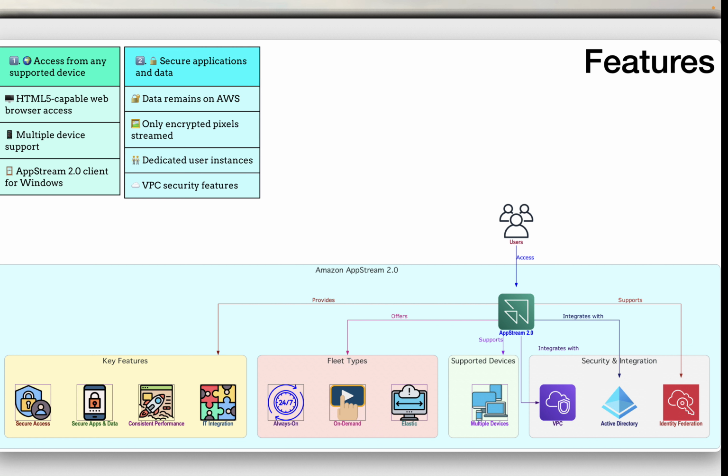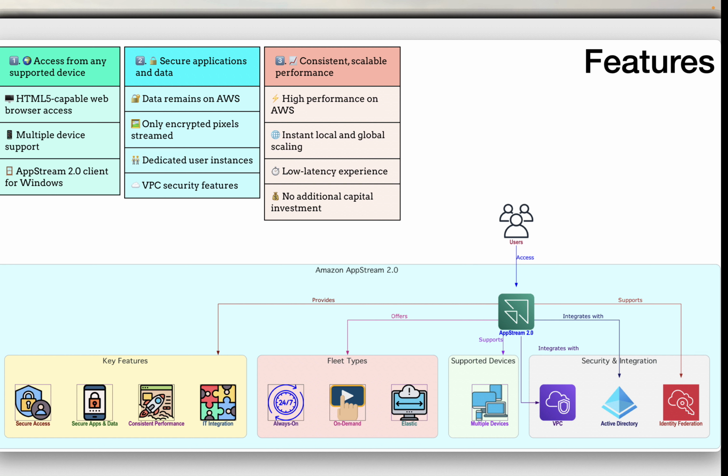Applications and data remain on AWS, with only encrypted pixels streamed to users. Each AppStream 2.0 instance is dedicated to a user, preventing shared compute resources. Applications can run within your own VPC using Amazon VPC security features for controlled access. AppStream 2.0 runs on AWS, offering high performance that a local device cannot match. Applications can scale instantly both locally and globally, ensuring a low latency experience for users. Deploy applications to the closest AWS regions without additional capital investment.